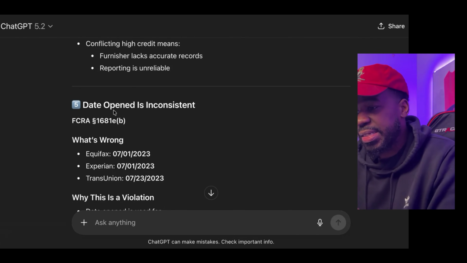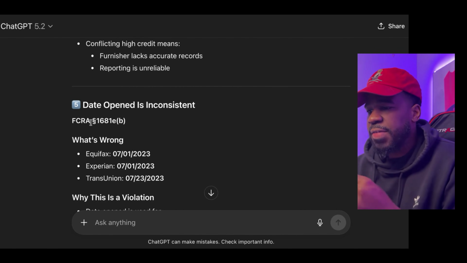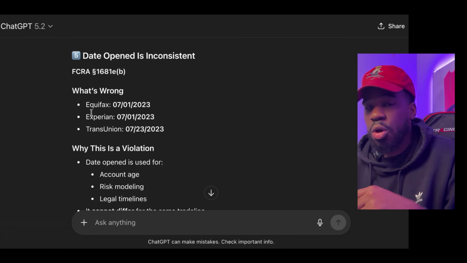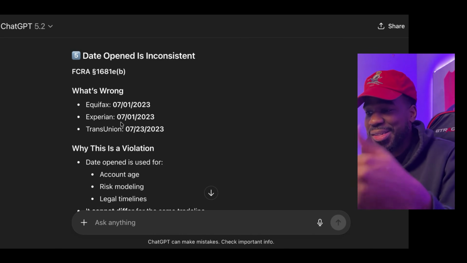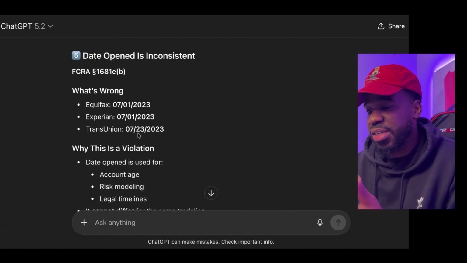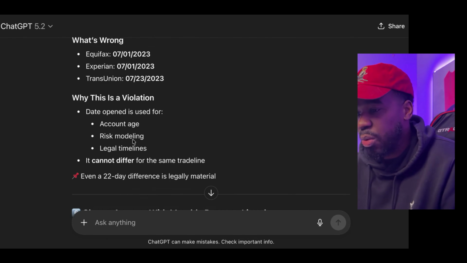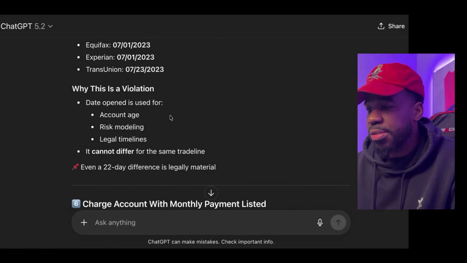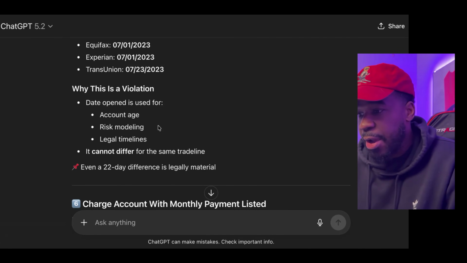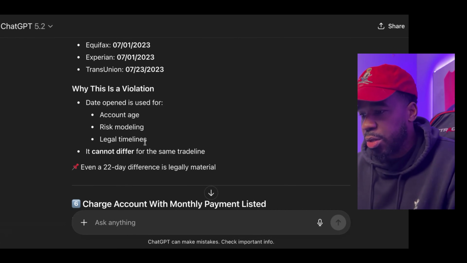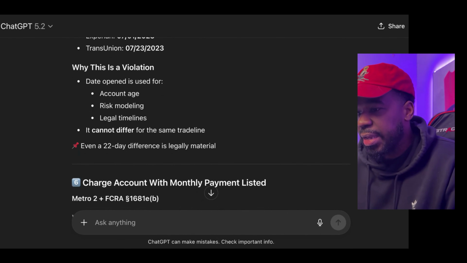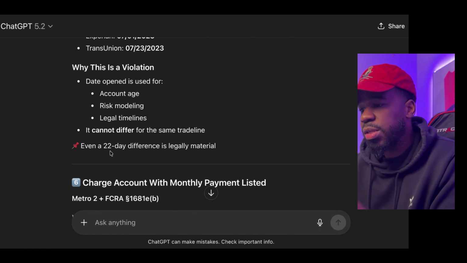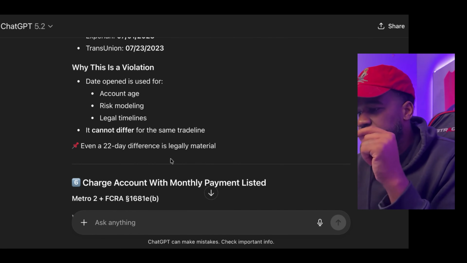Number five, here's another violation. Date opened is inconsistent, FCRA 15 USC 1681e(b). What's wrong? Equifax shows this, Experian shows this, and TransUnion shows this, right? As you can see, while this is a violation, date opened is used for account age, risk modeling, and legal timeline. It cannot differ for the same tradeline. Even a 22-day difference is legally material, right?